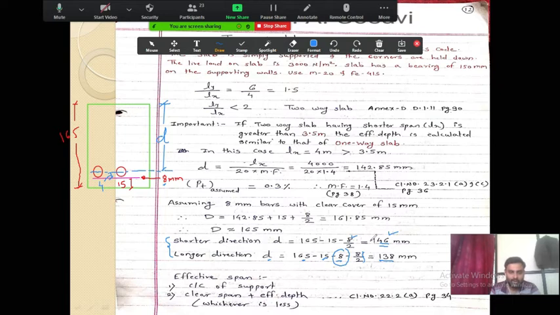Now after the calculation of the depth, म्हणजे आता आपल्याला डेप्थ मिळाली. What is our overall depth? Our overall depth is 165. Our depth in shorter direction is 146. Depth in the longer direction is 138. These two are the effective depths. So now next step is to calculate the effective span.